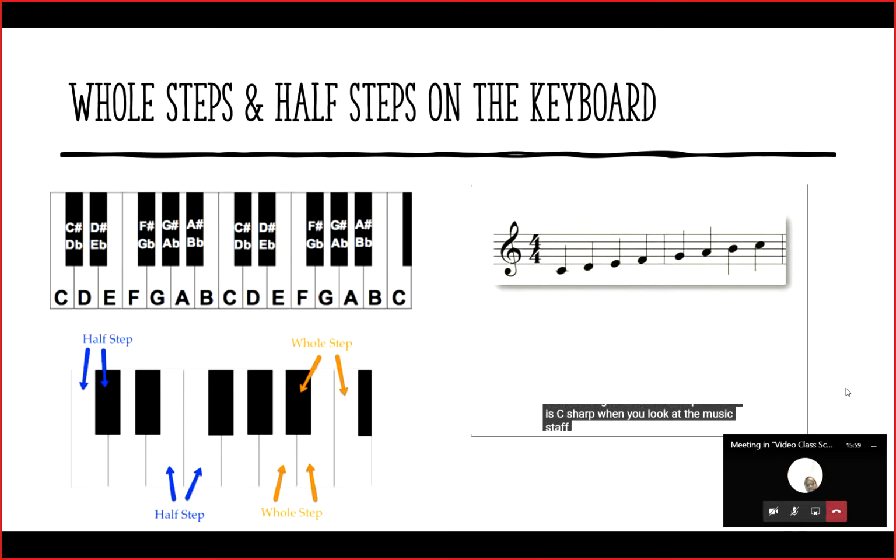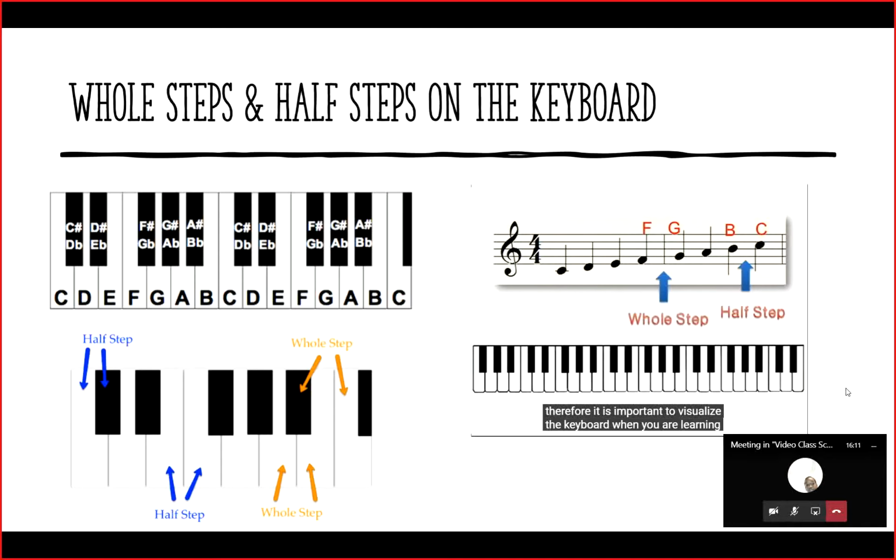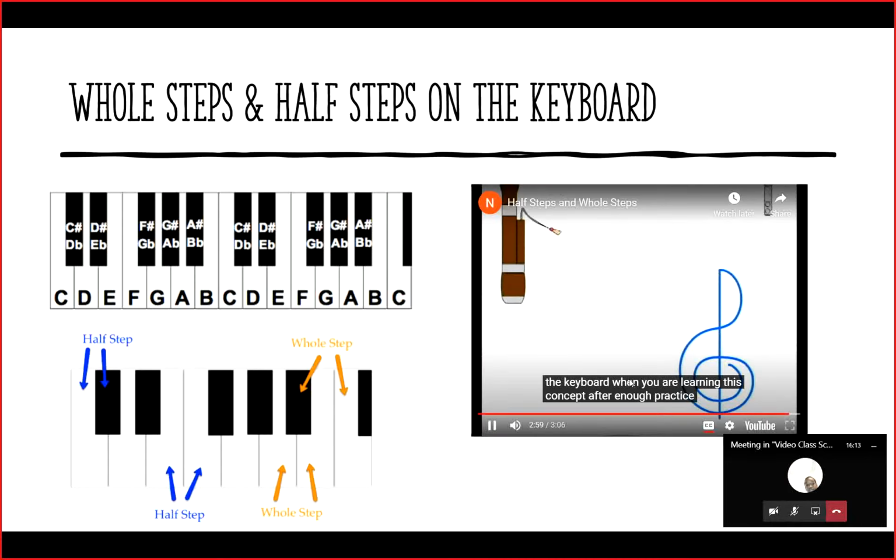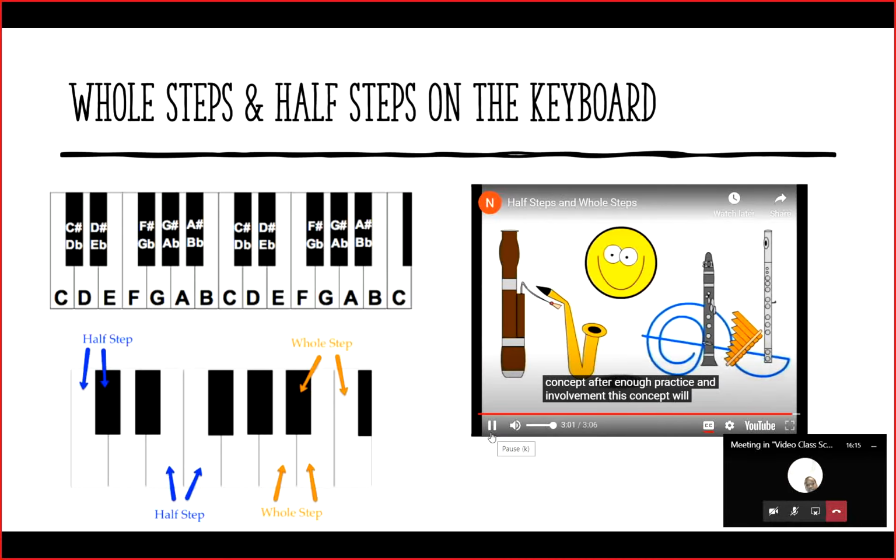When you look at the music staff, it is not as obvious where the half steps fall. The distance between B and C is a half step, but the distance between F and G is a whole step. Therefore, it is important to visualize the keyboard when you are learning this concept. After enough practice and involvement, this concept will become more automatic.